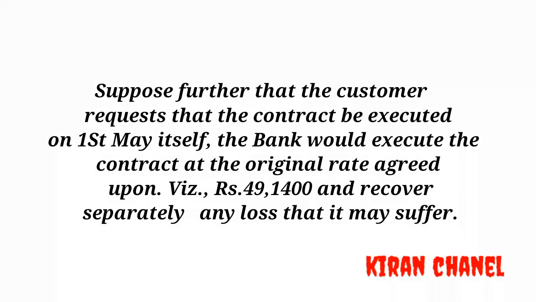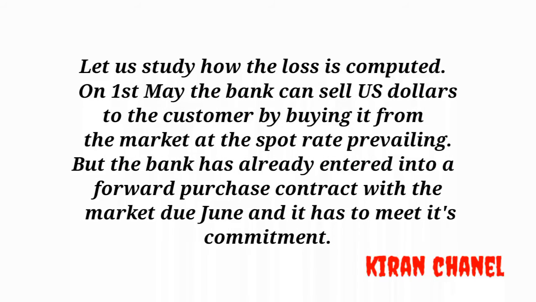The bank would execute the contract at the original rate agreed upon, bills Rs 49,001,400, and recover separately any loss that it may have suffered. Let us study how the loss is computed. On 1st May, the bank can sell US dollars to the customer by buying it from the market at the spot rate prevailing. But the bank has already entered into a forward purchase contract with the market due June and it has to meet its commitment.